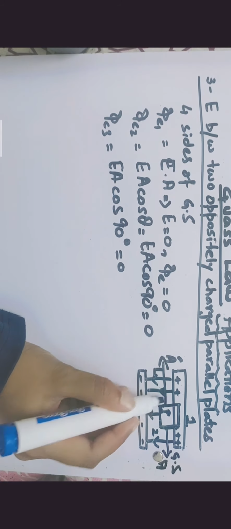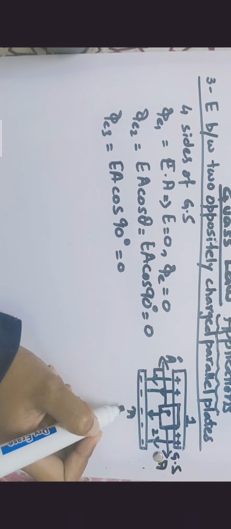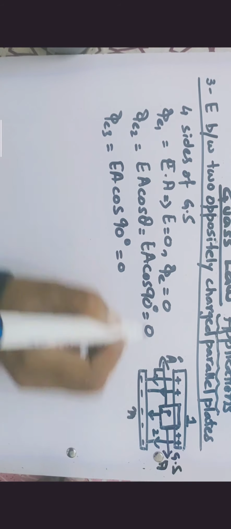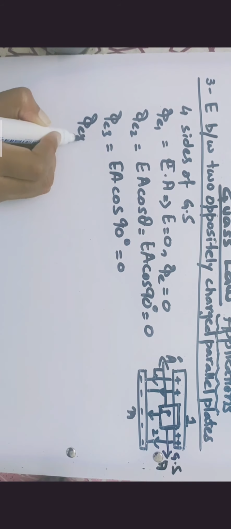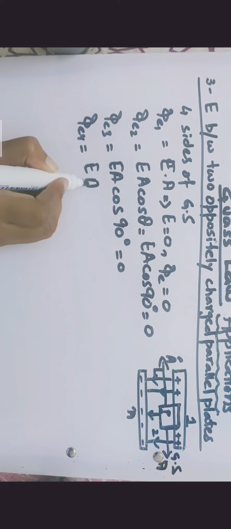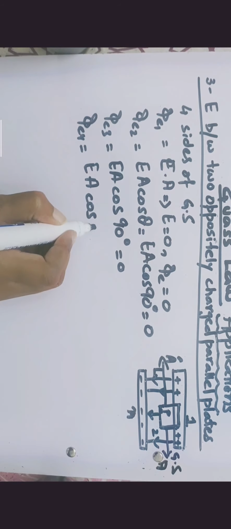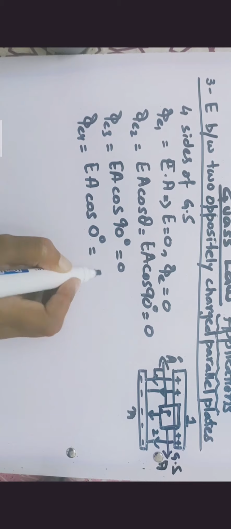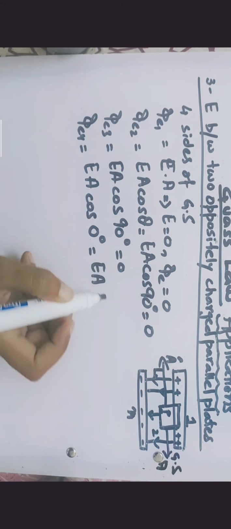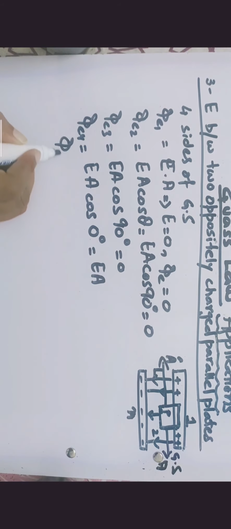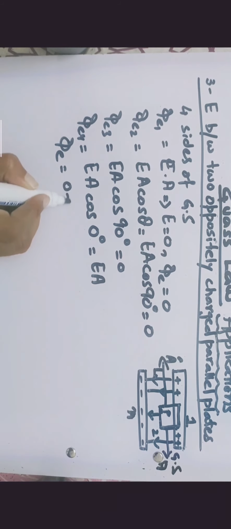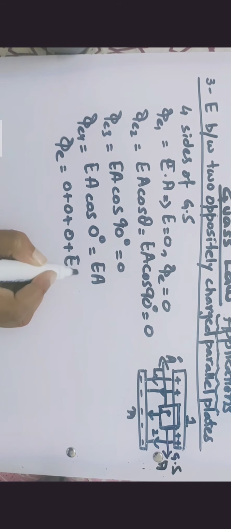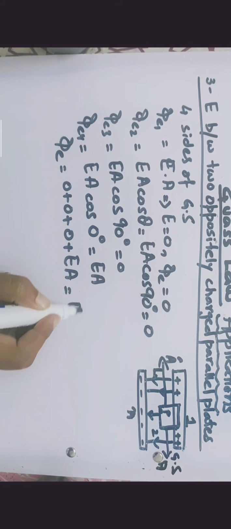Now the fourth side, I'm drawing the normal over here, and we see that the direction of the normal for this particular surface and the direction of electric field lines is the same. So in this case, the value of theta would be 0 degrees, and when it is 0 degrees, we get the maximum flux, right? So the total flux offered by the Gaussian surface would be 0 plus 0 plus 0, and lastly EA. So the total value is basically EA.